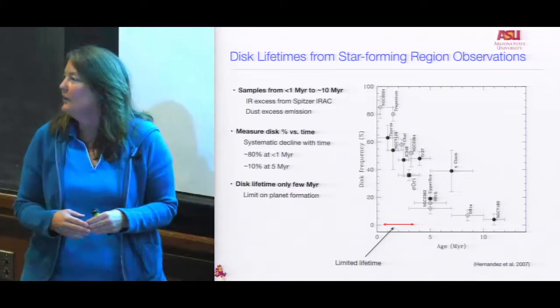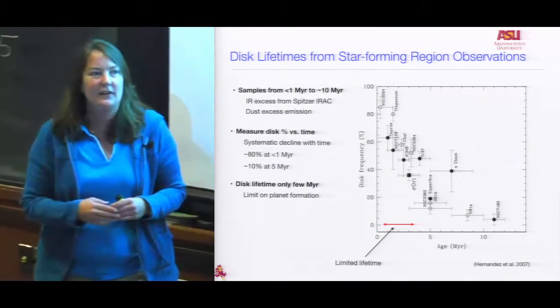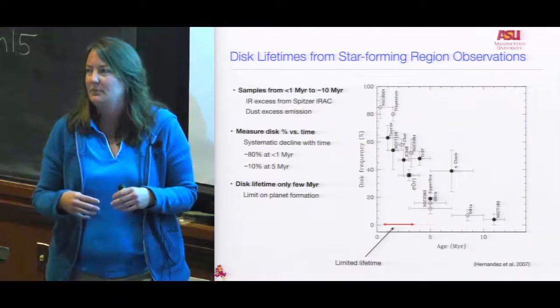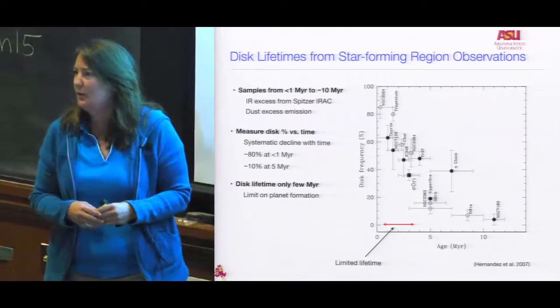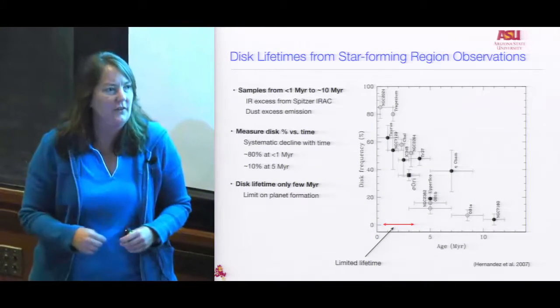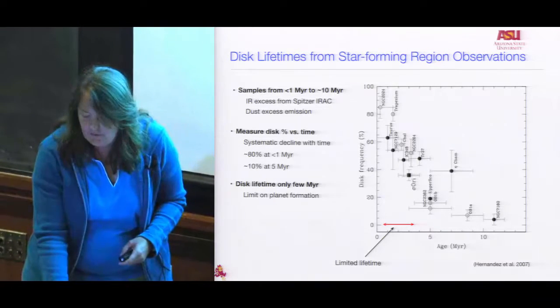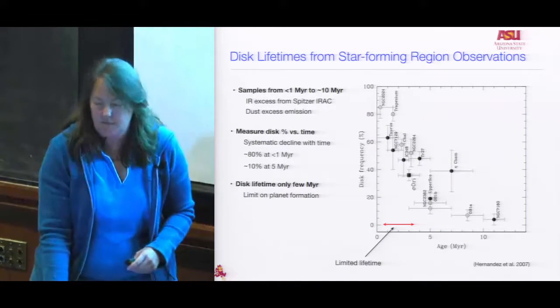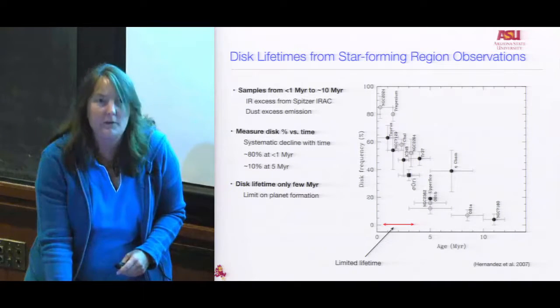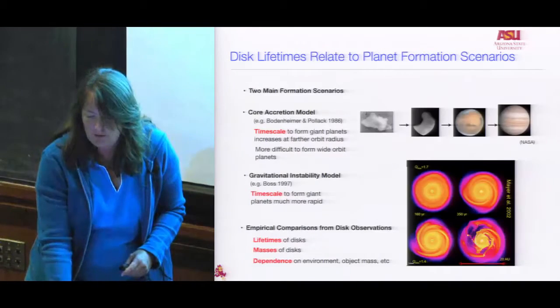Now what's being measured is a dust emission excess, and then what is assumed is that that's linked as well to the presence of a gas disk that might be required, for example, to form giant planets. So that's the first indication of how the disk observations can impact our interpretation of planet formation models.